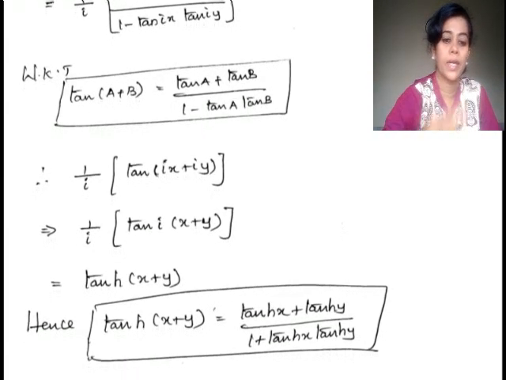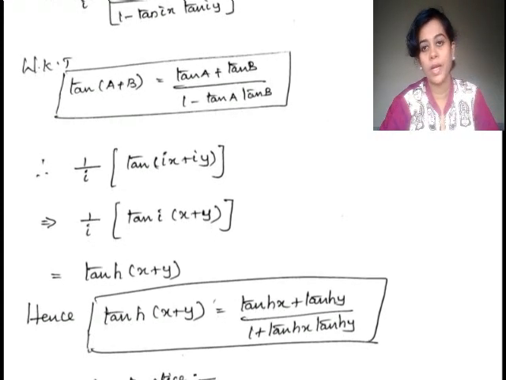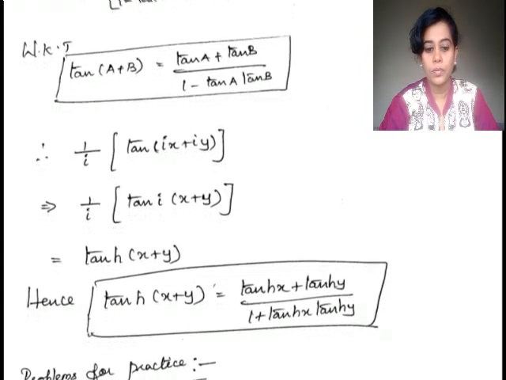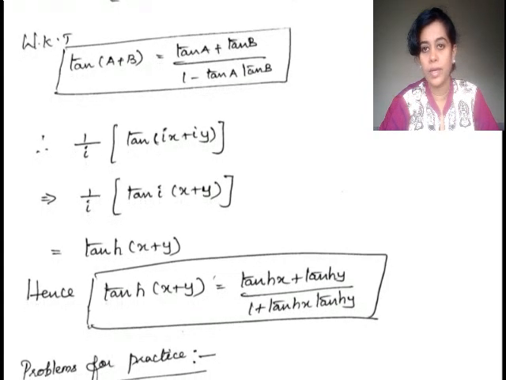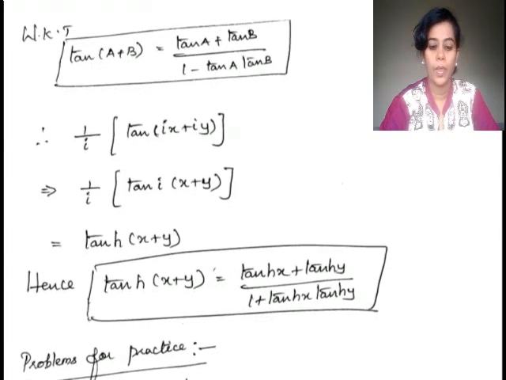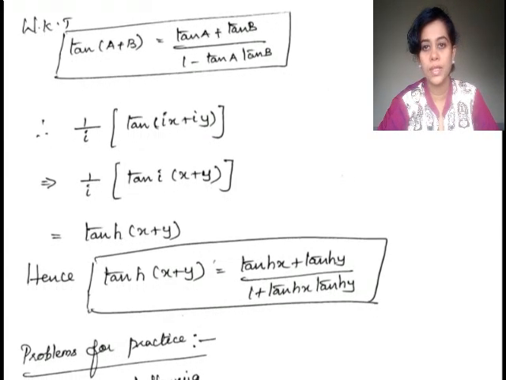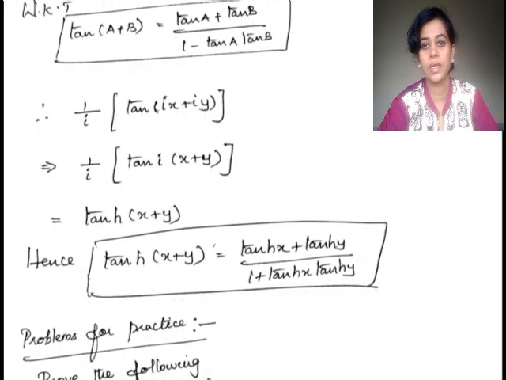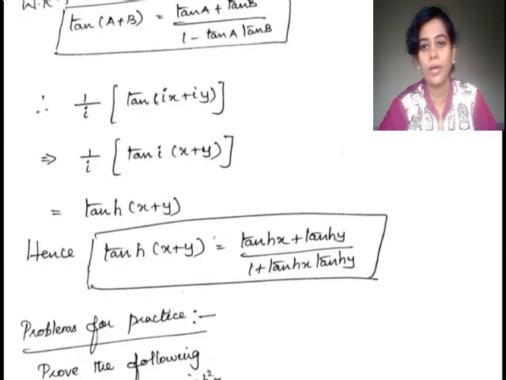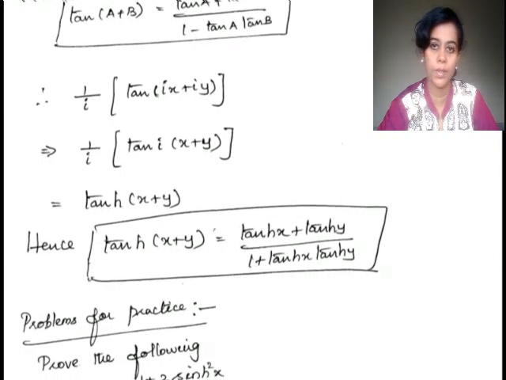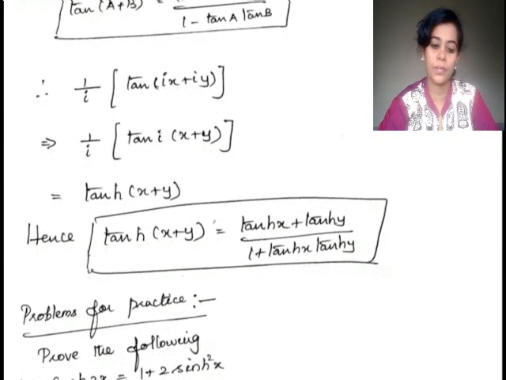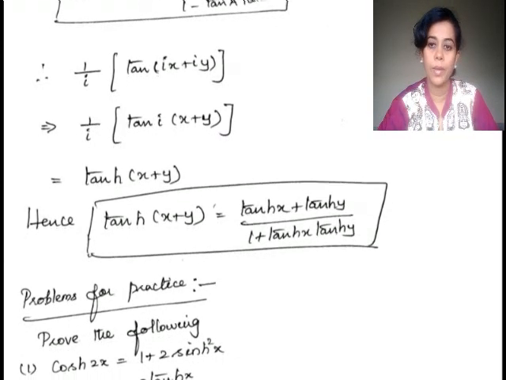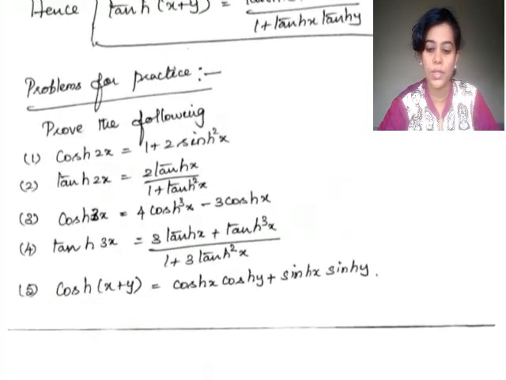And by the trigonometrical identity, we can write this as 1 by i of tan of ix plus iy. And this is equal to 1 by i of tan of i(x plus y). So this is nothing but, we know that tan ix by i is equal to tanh x. Similarly, 1 by i of tan i(x plus y) is equal to tanh of x plus y. Hence, through the result, tanh of x plus y is equal to tanh x plus tanh y divided by 1 plus tanh x tanh y.